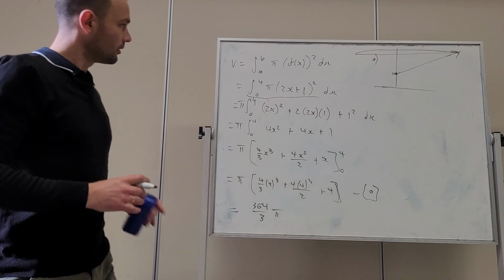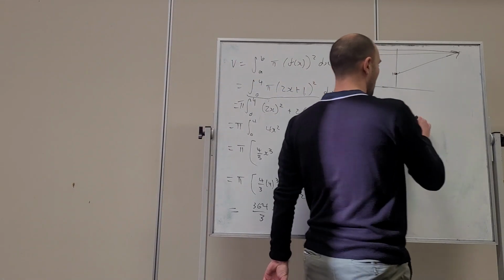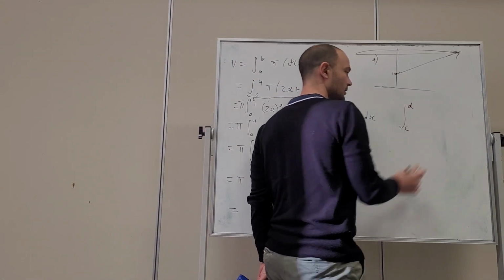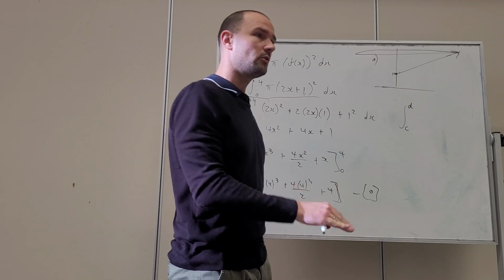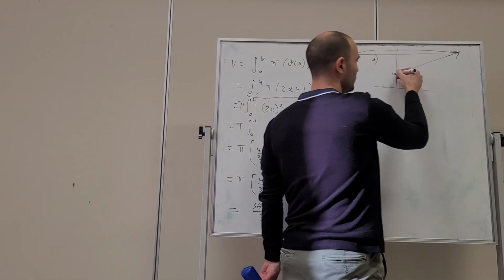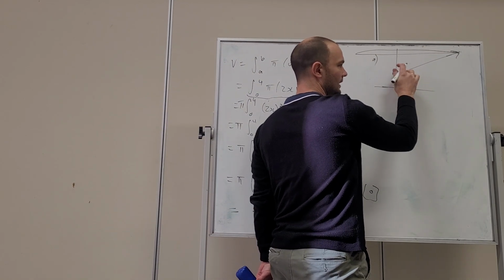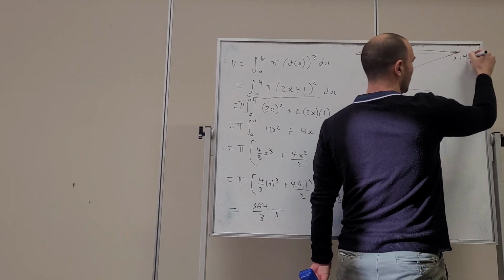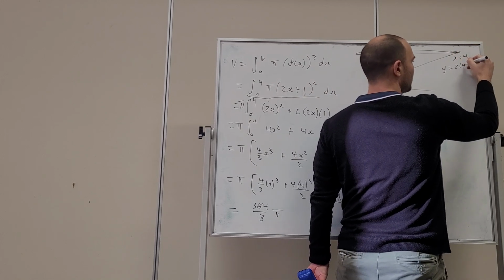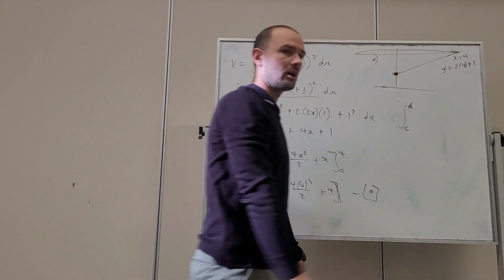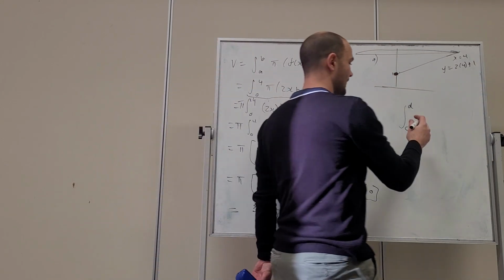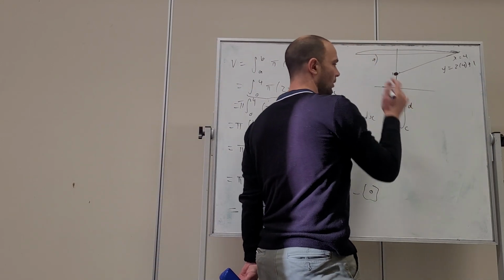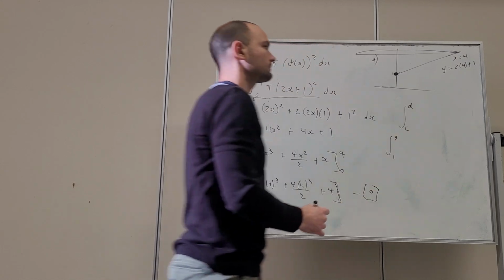All right. So the integral when we're rotating around the y-axis is the integral from c to d, where c is the lowest y value and d is the highest y value. So our lowest y value then is 1, and our highest y value is when x is 4. What's the y value? 2 times 4 plus 1, isn't it? The equation is 2x plus 1. So that means we're integrating from 1 to 9.